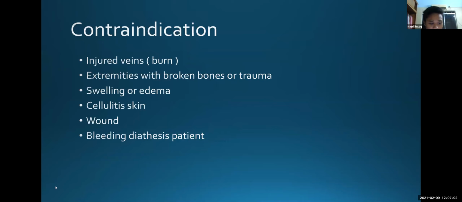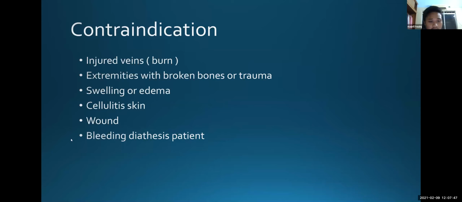Okay, for contraindication, firstly, we must not use IV cannulation if other non-invasive options are available, or to prevent injection into a site with trauma. And lastly, in a patient with bleeding diathesis, because a patient with bleeding diathesis will bleed easily and blood will not clot properly.